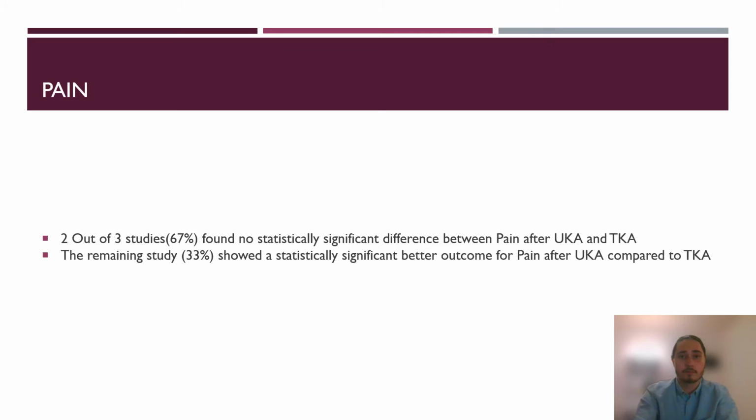This slide contains the results of 3 studies for the comparative pain scores for each arthroplasty. 67% of the studies found no statistical significant difference between pain after UKA and TKA. The remaining 33% showed a statistical significant better outcome for pain after UKA compared to TKA. These results indicate that the UKA pain scores seem to be either equal to or slightly better than the TKA.